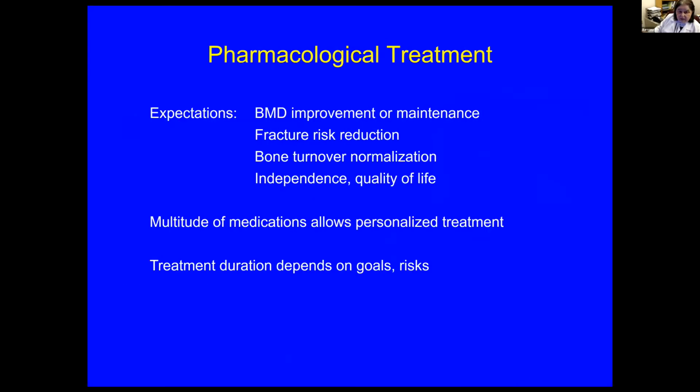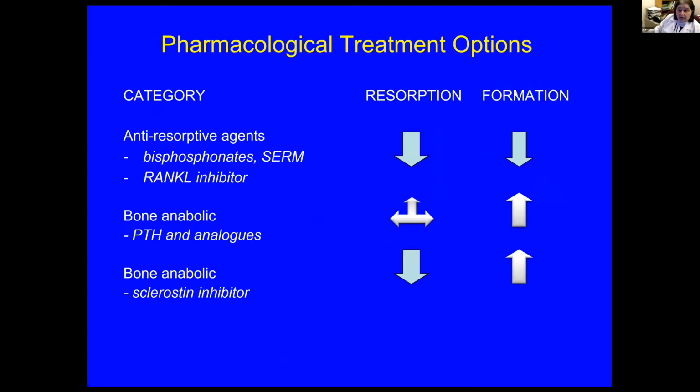Now, in terms of pharmacological treatment, what you can expect is that the bone mineral density would improve, and with oral anti-resorptives, you just maintain it. You expect the fracture risk to be reduced, the bone turnover normalized, and the patient to regain independence and quality of life. And there is a multitude of treatments that you can choose from. And you have to clarify with your patient what their goal is and tell them what the risks are, so you can set a treatment duration goal together.